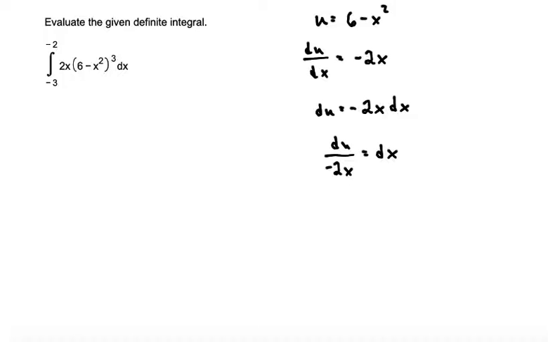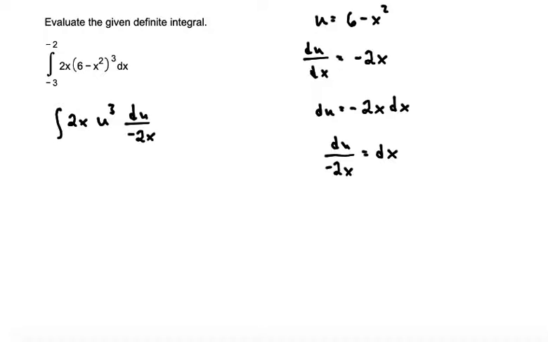So now we can substitute into the integral. We'll leave the 2x there. The 6 minus x squared is u, so that would be times u to the power of 3. And then substitute for the dx, du over negative 2x. But in order to do our limits of integration, because we changed our variable, we also have to define our new limits in terms of u.